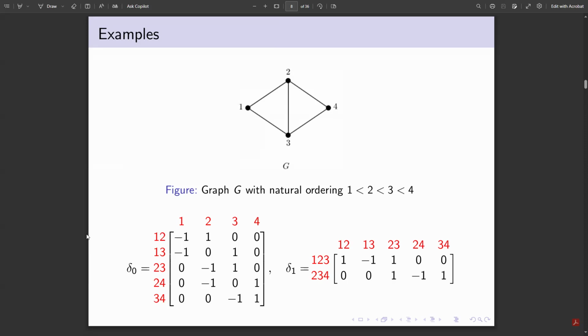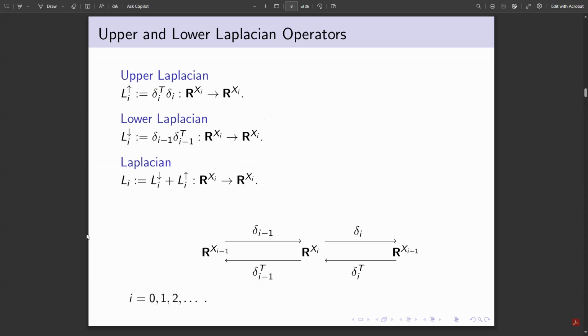Okay. So now here are the main operators of interest to us. This is the upper Laplacian, which is the composition of the delta I and delta I transpose. So you go from, let's say, the edge space to the triangle space, then you come back to the triangle space. Or you start from the triangle space, you go to the K4 space, and then you come back. And the lower Laplacian is defined analogously. So you first go down and then come back up. And the total Laplacian is just the sum of these two operators.